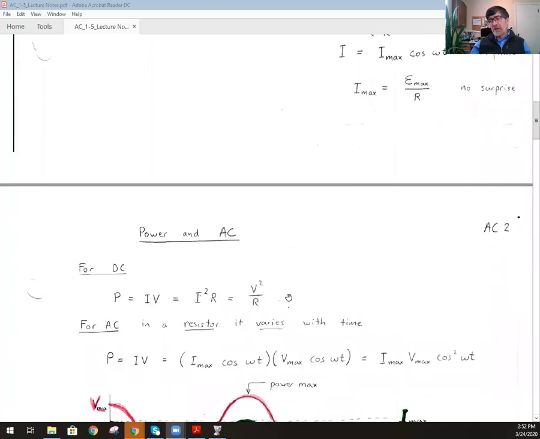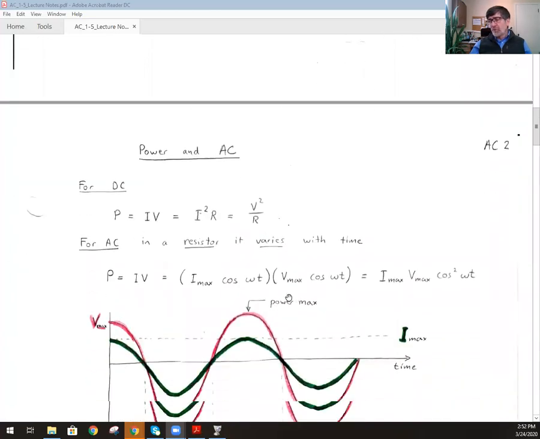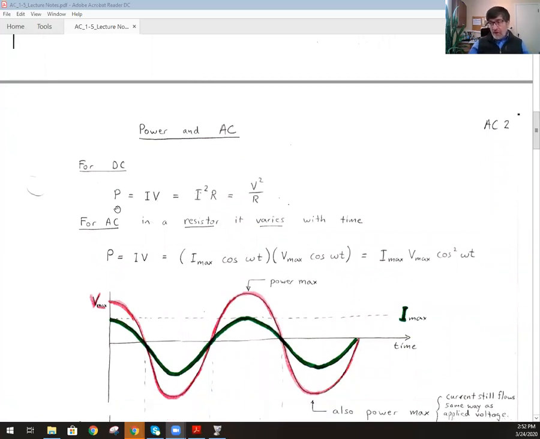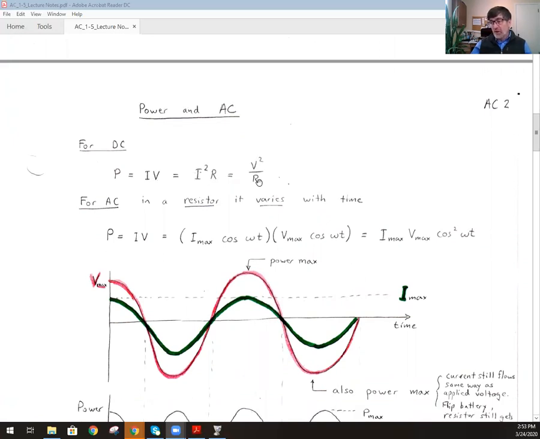Now let's look at power. This is when we first get some surprises. For power, recall that power is current times voltage. For DC, it's just this, and if you happen to have a resistor, it would be I squared times R or V squared over R. These are all different expressions to get power.